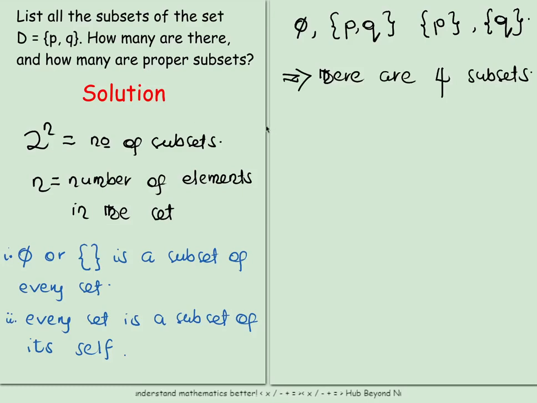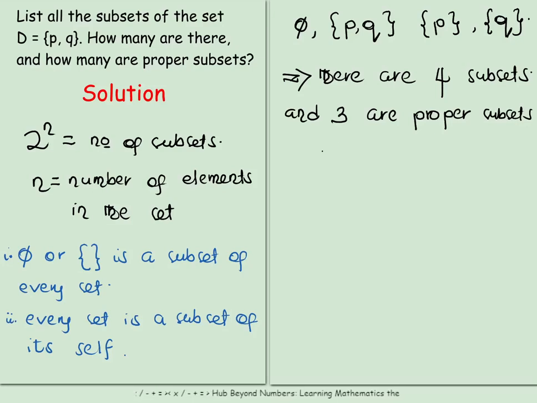And how many of them are also proper subsets? Remember, we said the proper subsets are those that are not equal to the set itself. So apart from the null set, this one and then this over here, this set here is actually equal to our set in question. Hence, it is not a proper subset. It is a subset though, but not a proper subset. So out of the 4, we then have just 3 that are proper subsets, right?